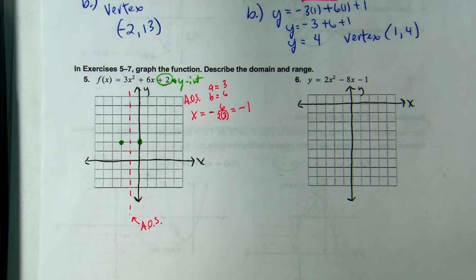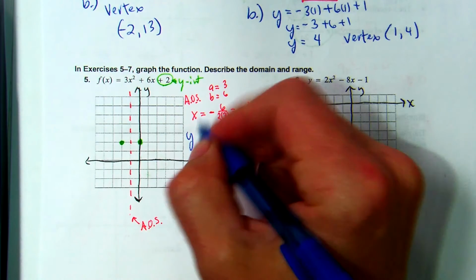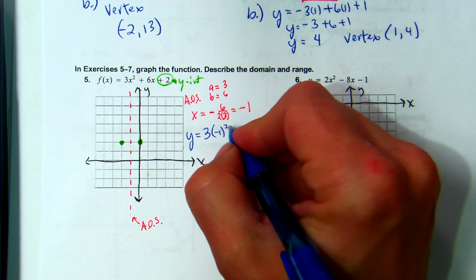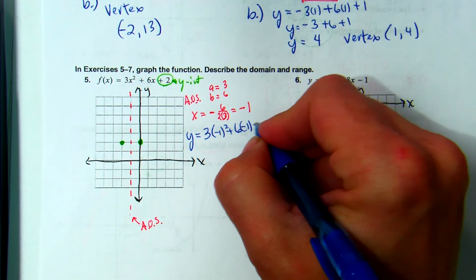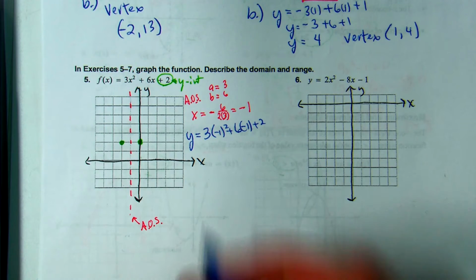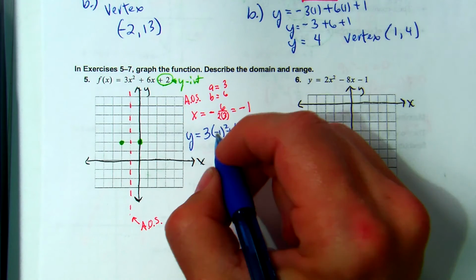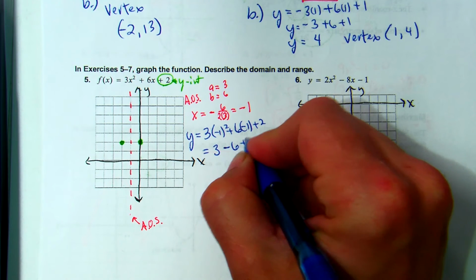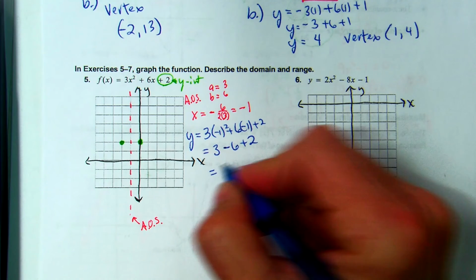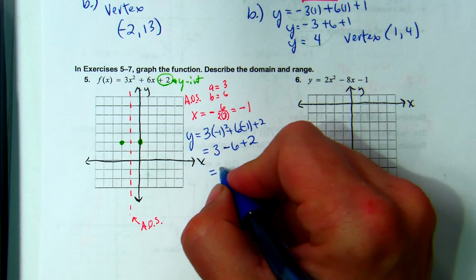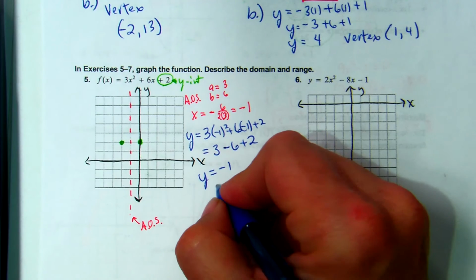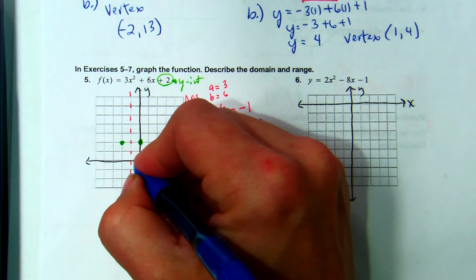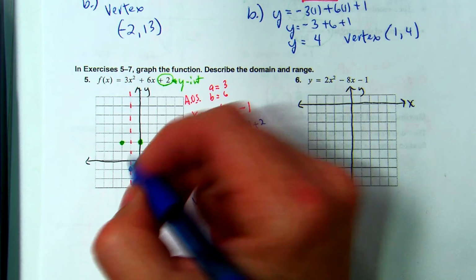So let's see if we can plug in a negative 1 to find the vertex. y is going to equal 3 times a negative 1 squared plus 6 times negative 1 plus 2. Okay, so negative 1 times negative 1 is 1. So this is going to be 3 times 1, or 3, minus 6 plus 2. And so our answer here is going to end up being negative 3 plus 2, or negative 1. So y is negative 1. Our vertex is at negative 1, negative 1. So I'll plot that point. That is my vertex.